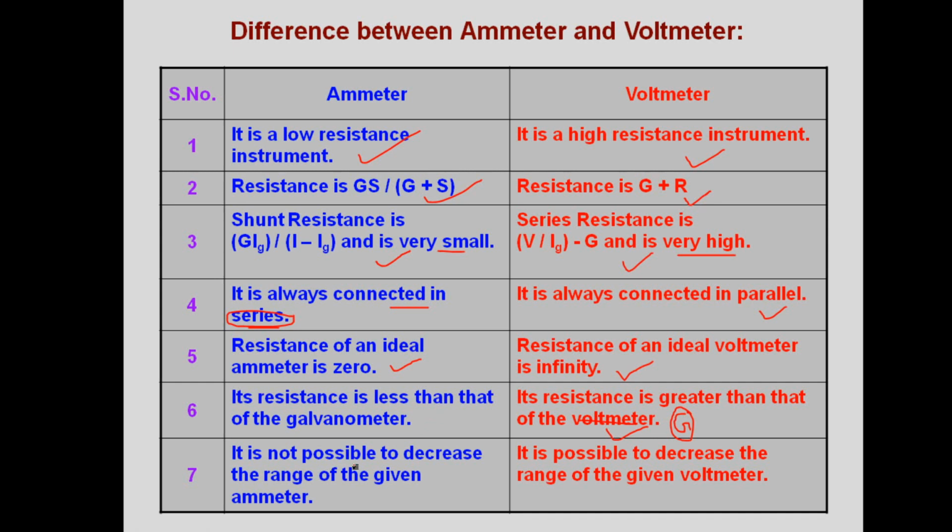It is not possible to decrease the range of the given ammeter. We cannot decrease the range below a certain value, while it is possible to decrease the range of the given voltmeter. So these are basic comparison between ammeter and voltmeter for the sake of your knowledge.